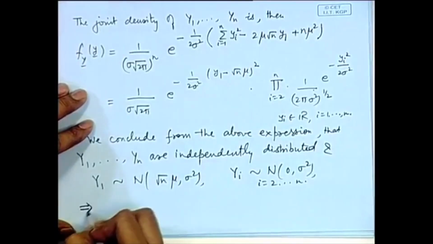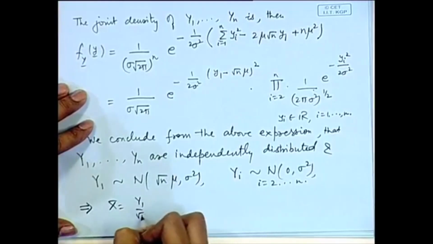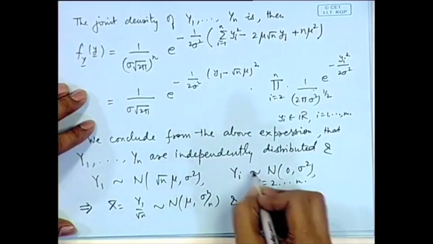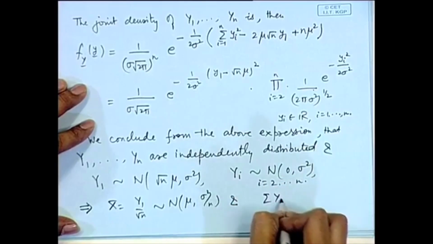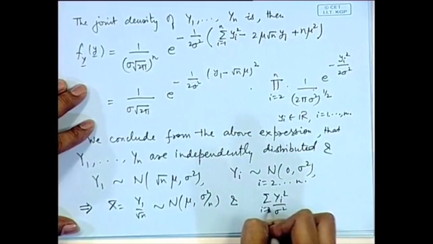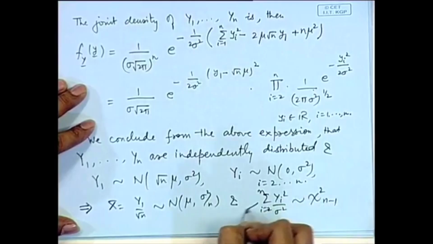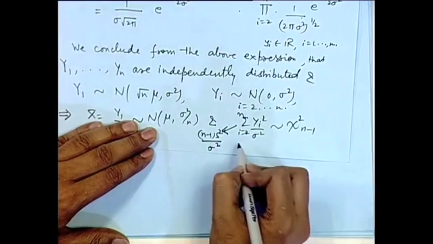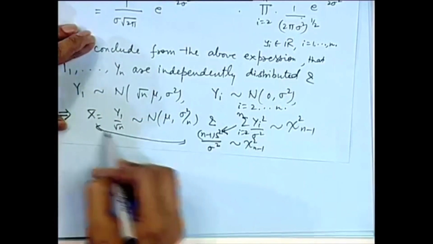So, this implies that since y 1 is root n x bar, that is x bar is equal to y 1 by root n, that will follow normal mu and sigma square by n, and the sum of the squares of this y i divided by sigma square, that is sigma y i square by sigma square, i equal to 2 to n, will follow chi square on n minus 1 degrees of freedom. But this term is nothing but n minus 1 s square by sigma square. So, that is following chi square on n minus 1 degrees of freedom, and further these two are independent.